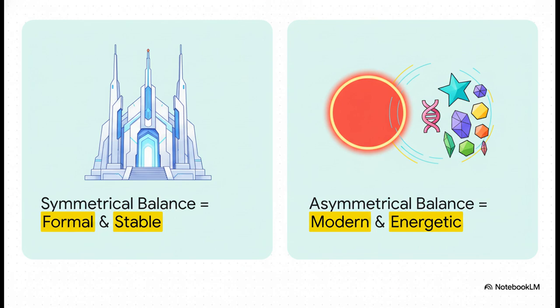The same thing goes for balance. Look at the left. Perfect symmetry. It feels formal, stable, very calm. But look to the right. Asymmetrical balance, where maybe a big thing is balanced by a few smaller things, creates this visual tension and energy. It just feels more modern, more dynamic.